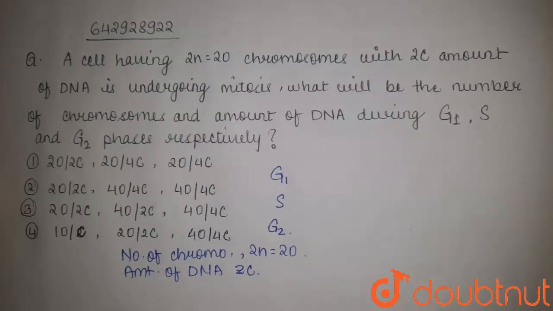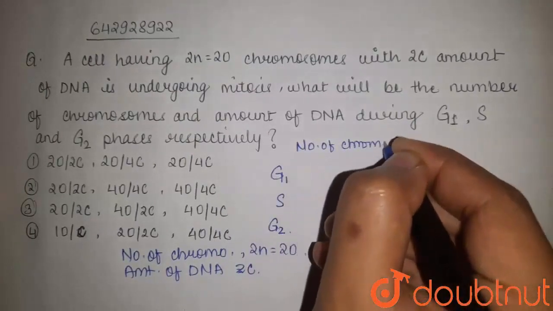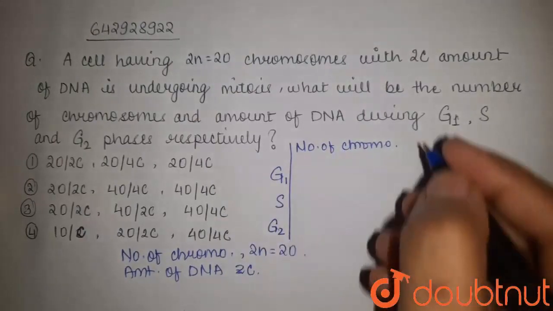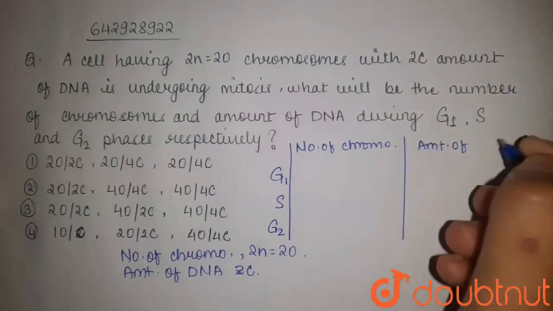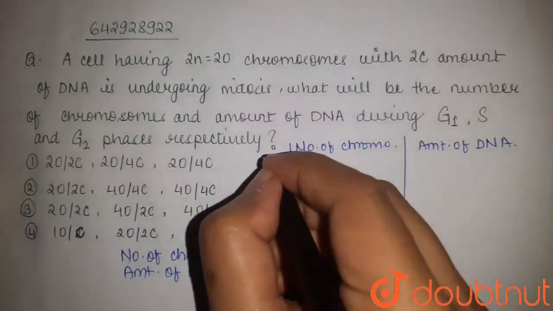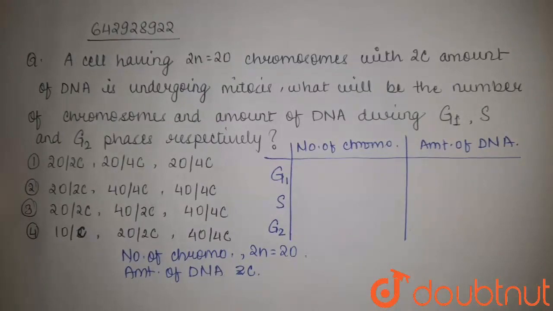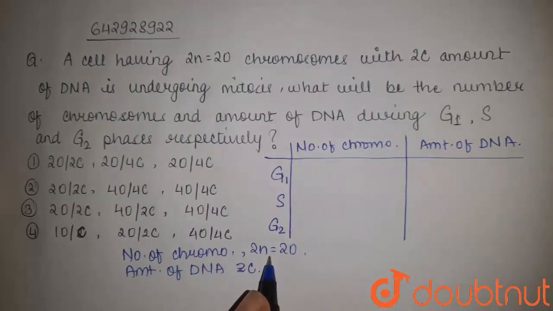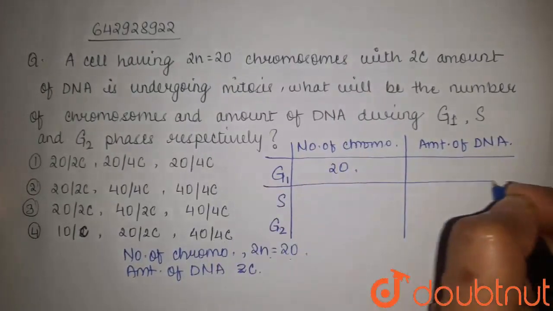Now, we have to tell the number of chromosomes during each phase. So let us make a small table like this. And also we have to tell the amount of DNA that is present during it. Now since G1 is the first phase of interphase in the cell cycle, G1 would have this much number of chromosomes only. That means we are having 20 chromosomes for G1.